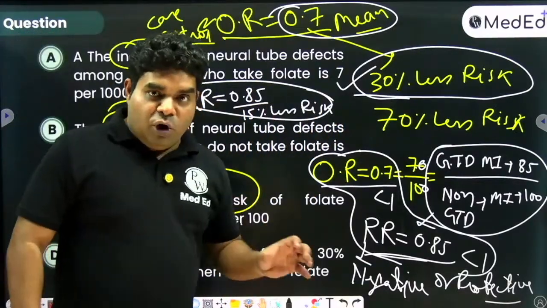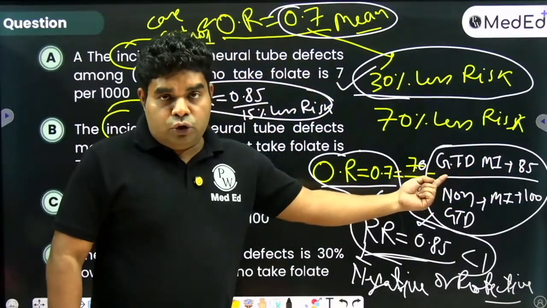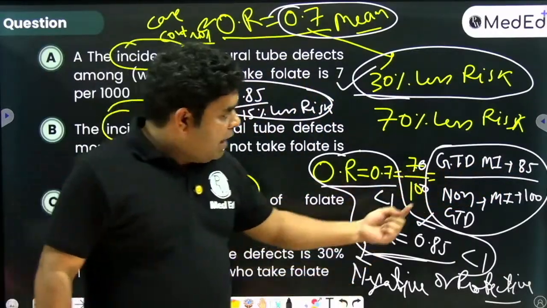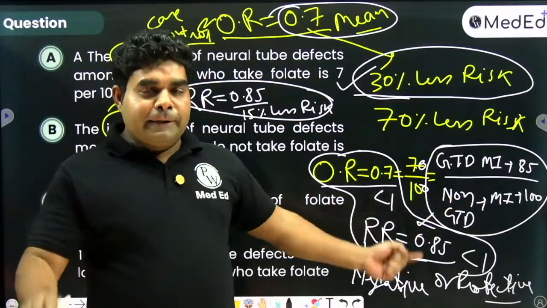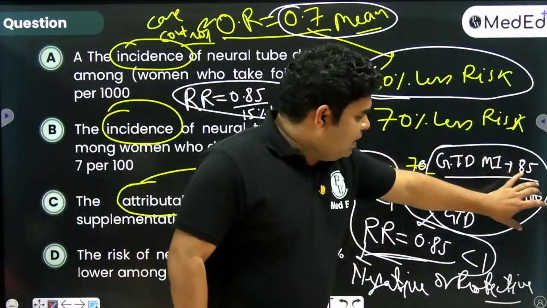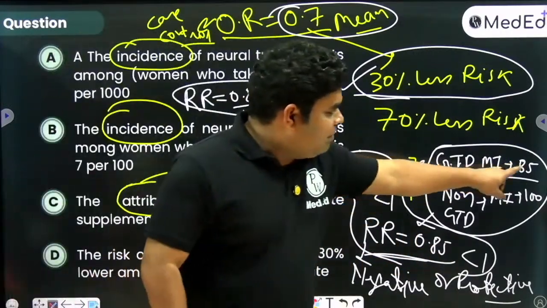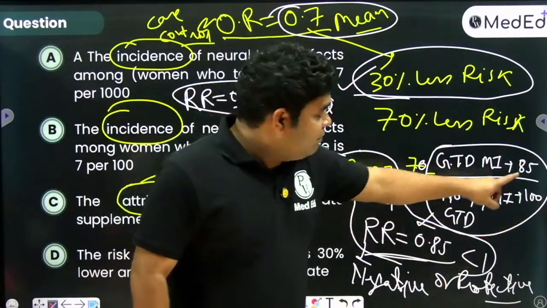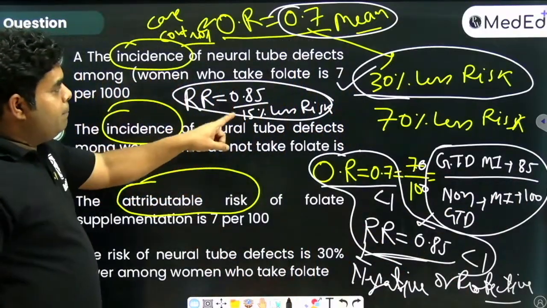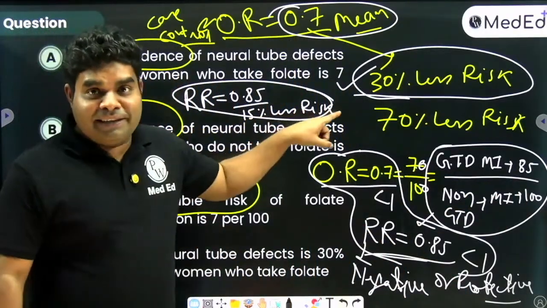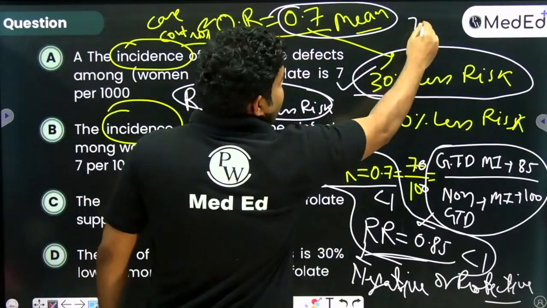What I was saying in Hindi was, here 85 people are getting heart attack in the group who are drinking green tea, and 100 people are getting heart attack in the group which is not drinking green tea. So the 85 by 100 result will come 0.85. And how much less is 85 as compared to 100? 85 is 15% less than 100. So when relative risk is 0.85, 0.85 means 15% less risk. Similarly, when it is 0.7, 0.7 means 70 by 100.